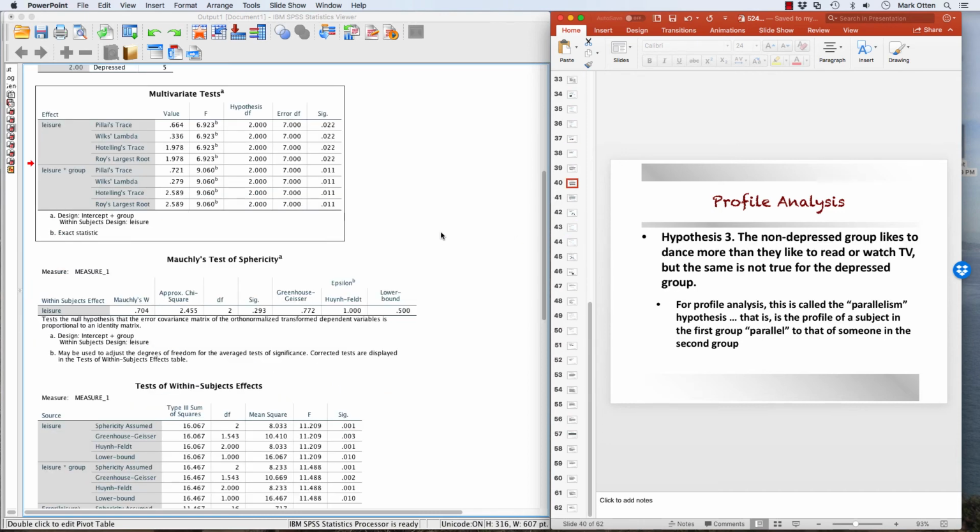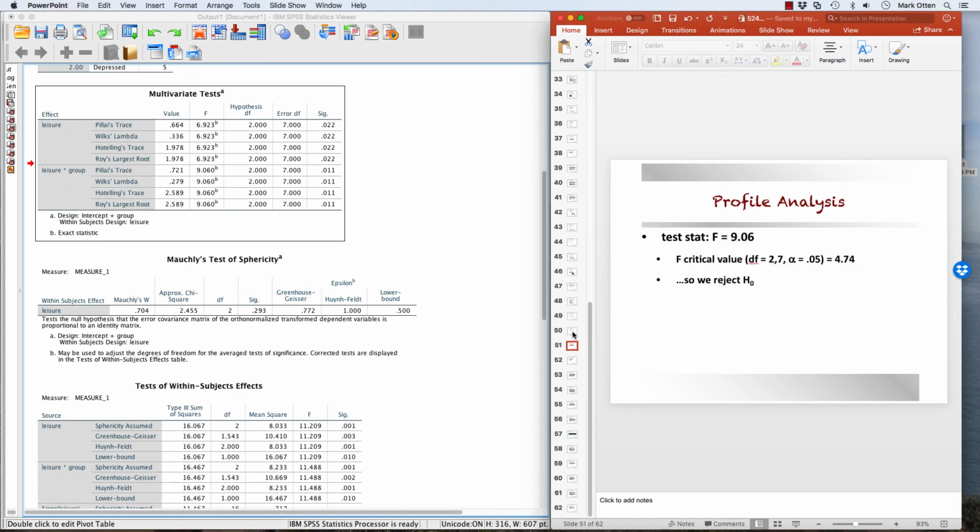So for the third hypothesis, remember, this is the parallelism hypothesis, looking at whether the non-depressed group has a different profile than the depressed group. For this one, we ran through the Wilks lambda calculation. We got a 9.06 for our F. This 9.06 appears in the same multivariate test box, just right below the previous F value. So this one is 9.06 here. The Wilks lambda there, 0.279. In our notes, that was 0.28. The p-value 0.001.